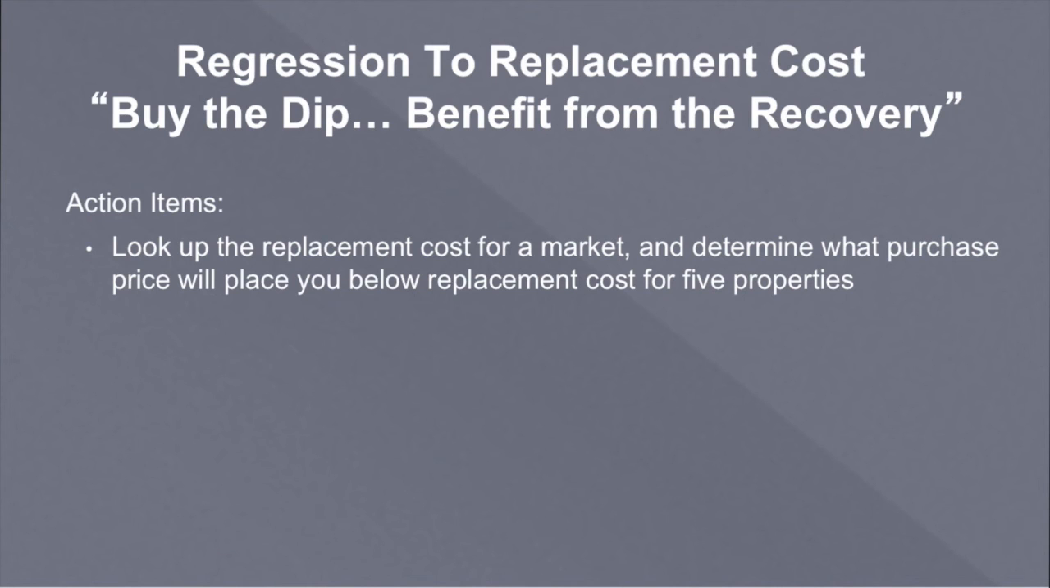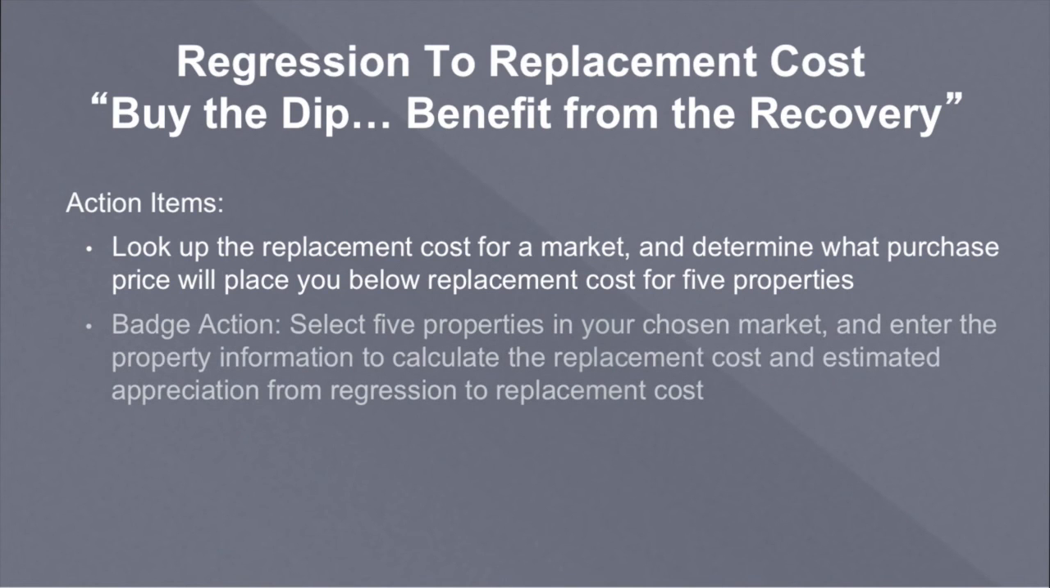You can look up a property and you can see how many square feet is that property. You can go and you can calculate approximate replacement cost, and then you can calculate the cost per square foot of the property being listed or the recent sales. And then you have a real metric, something concrete that can help you determine the value of a property. So select 5 properties in your chosen market, enter the property information, calculate the replacement cost, and then simply upload your screenshot for your badge completion.